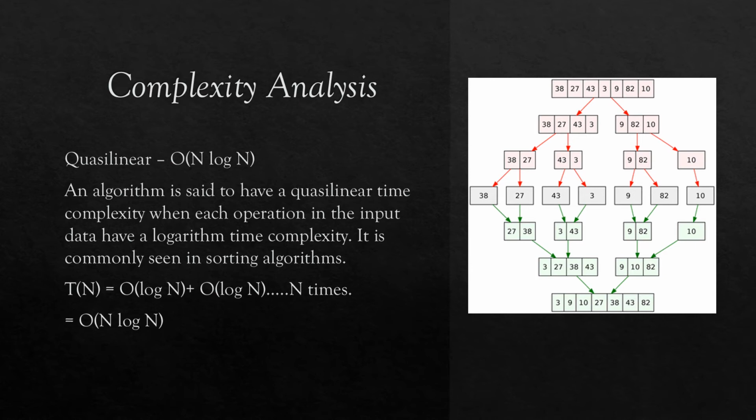So the total time taken in this case would be O of log n plus O of log n until n, where n is the size of the input, which is the number of elements in this array. So each operation on each element takes log n. So it becomes O of n log n.